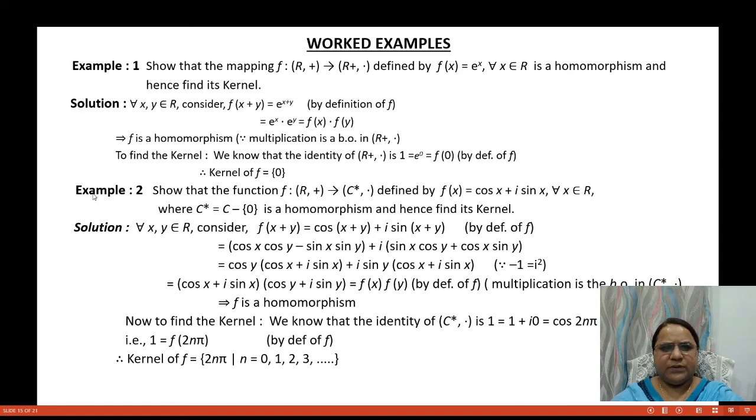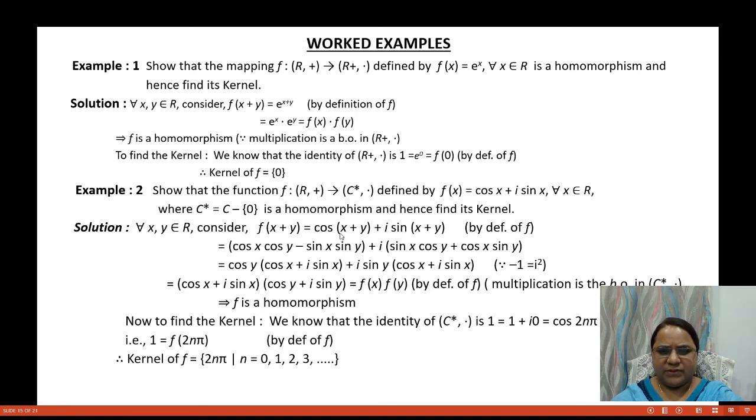Next we have the second example. Show that the function f from R plus to C star dot, defined by f of x is equal to cos x plus i sin x for all x belongs to R, where C star is equal to C minus 0, is a homomorphism and hence find its kernel. So they have defined f of x to be cos x plus i sin x. So let us take for all x, y belongs to R, consider the same definition.